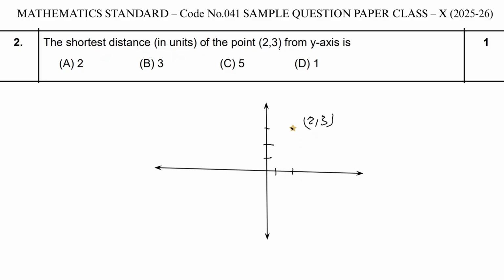What they are asking is the shortest distance of this point from the y-axis. They're talking about this distance. Clearly this is equal to 2 units. But anyway, one should learn it and remember it. The distance of a point from the y-axis is its x coordinate. I repeat, the distance of any point from the y-axis is its x coordinate, and the distance of any point from the x-axis is its y coordinate. So we are looking for the distance from the y-axis, which is equal to its x coordinate, and that is 2.